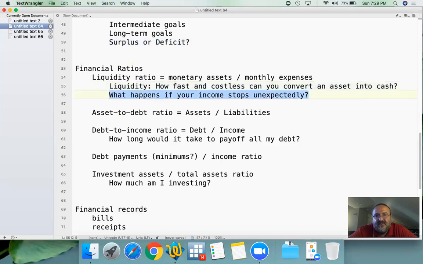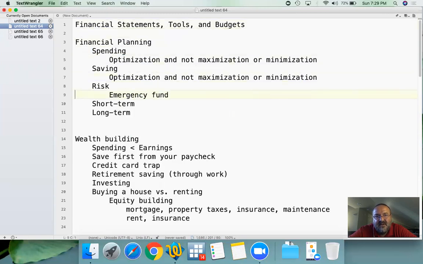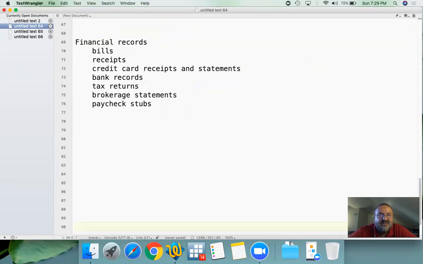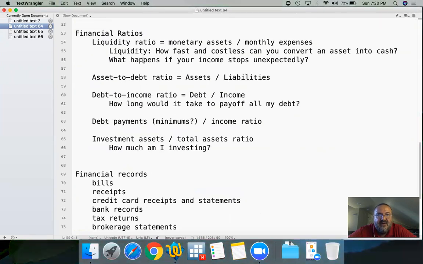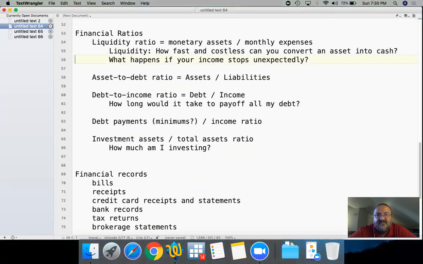So what happens if your income stops unexpectedly? We talked about this with respect to your risk. One of the risks that you have is getting fired, your income stopping. Whatever income that you have, what if you don't have it? Are you prepared for this? Liquidity is important because if you don't have income, the only thing that you can depend on in the short run, in the immediate future, is your monetary assets, cash or cash-like items.